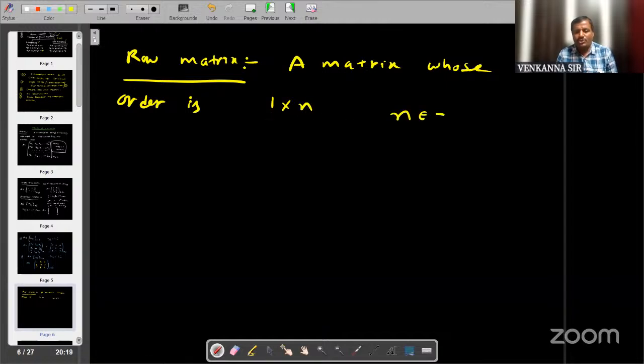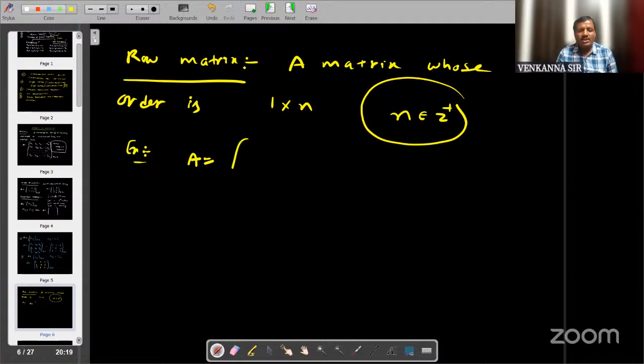n belongs to positive integer. Example, the matrix is 1, 2, 3. What is the order of this matrix? It is 1 by 3. How many rows are we having here? Single row and 3 columns. n is what? Positive integer.